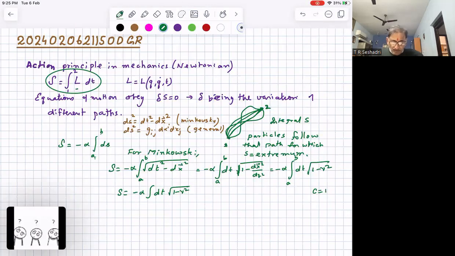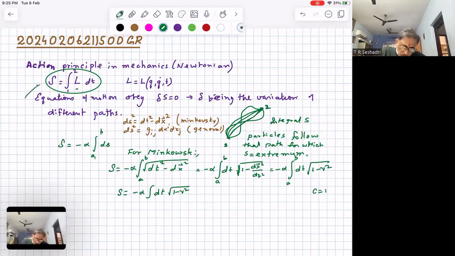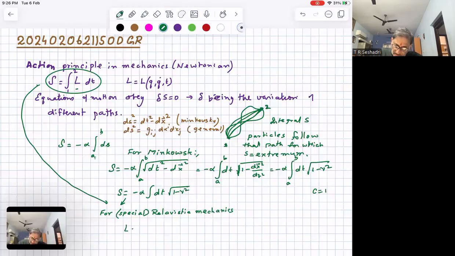So now if I compare these two, I get for special relativistic mechanics, L is equal to minus alpha square root of 1 minus v square. Okay.